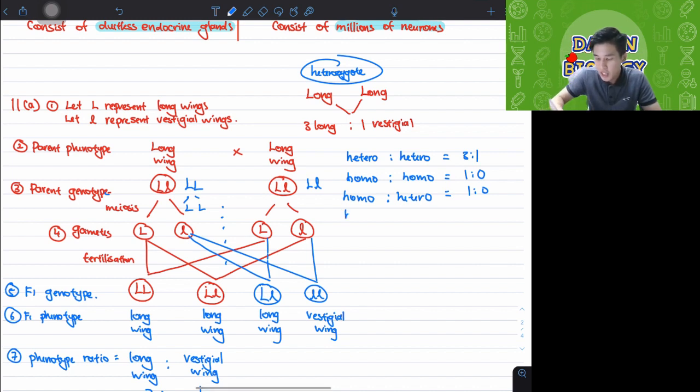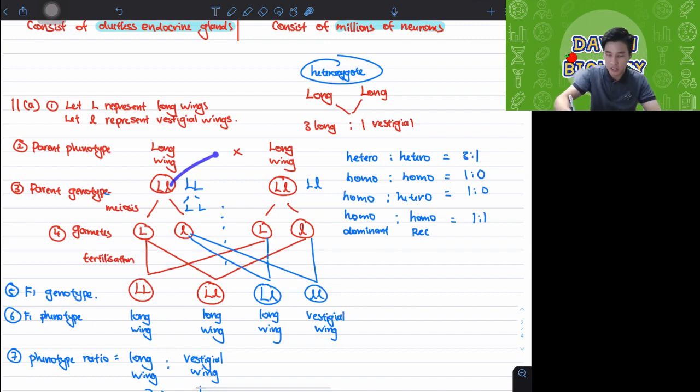Then one more combo is hetero and recessive. Homo dominant, homo recessive. So this will be definitely 1 to 1. So there's only this few combinations. The only way to get 3 to 1 is definitely hetero, because to get this, both are long, the retail both are long. So in order to have one recessive one, both of them must have the recessive L. Then only these two have a chance to fertilize each other.